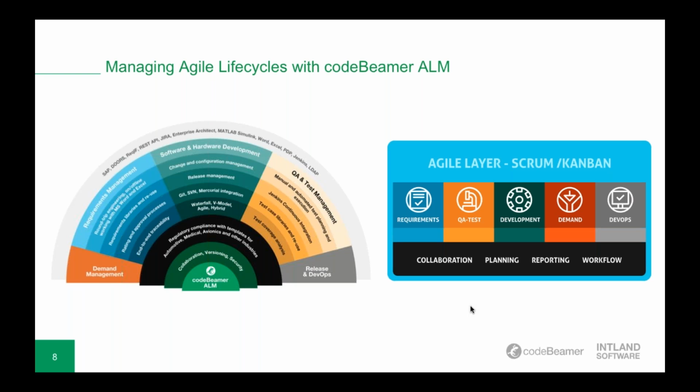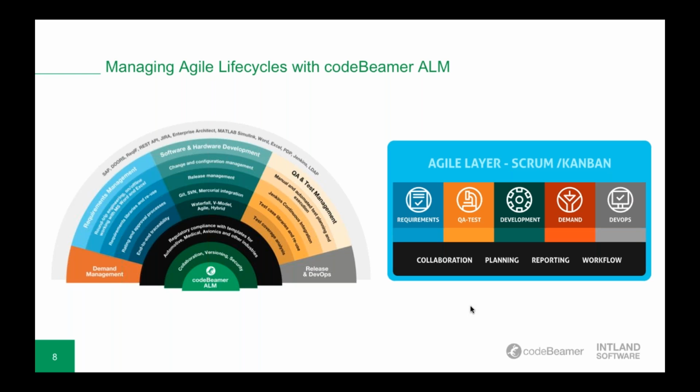Okay, and then how you can do this with CodeBeamer. So on the left-hand side, what you see here is our CodeBeamer Orchestra, which shows you the different modules that can be used in CodeBeamer and the different functionalities that are in these modules. So it actually follows roughly a life cycle of a product or a development from the left-hand side, starting with demand management, then through to requirements management, software and hardware development, QA and test management, and release and DevOps. So the entire life cycle of your product can really be managed in a holistic solution.